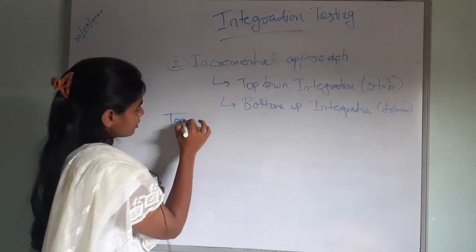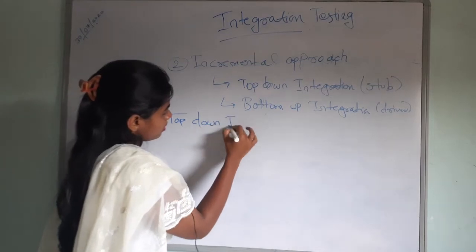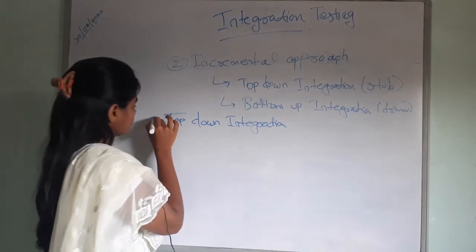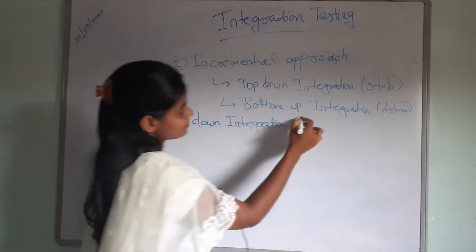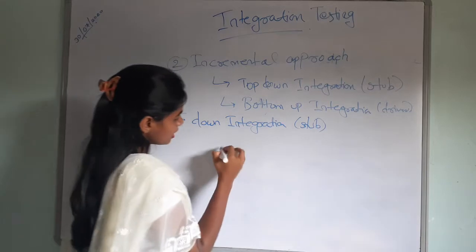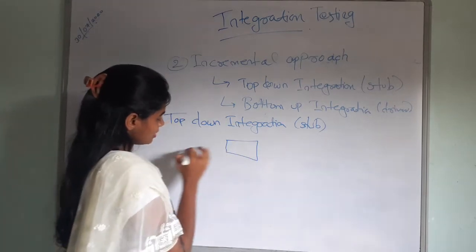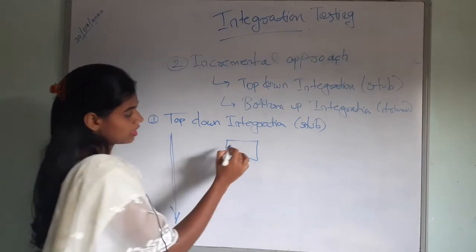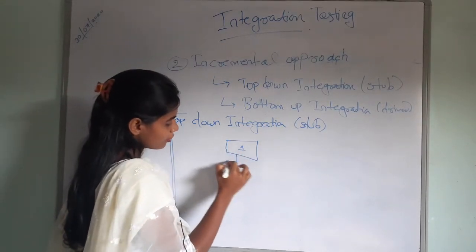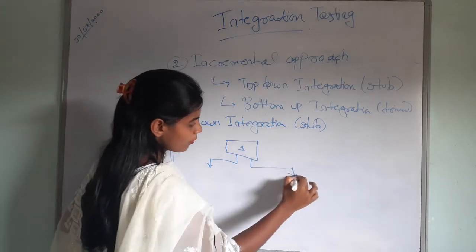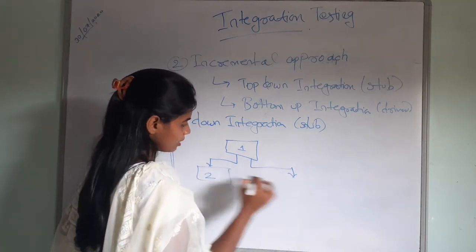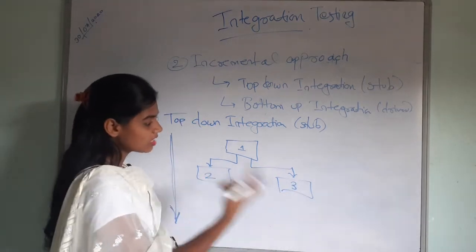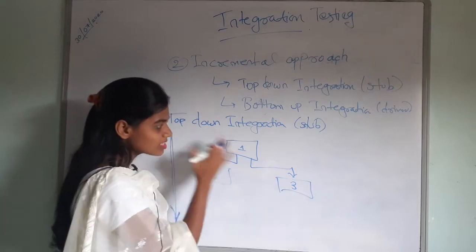Top-down integration means from top to down. Okay, this is module 1, and module 1 is connected to module 2, which is logically related. It is logically connected to 2 and 3. It doesn't directly connect to 4 and 5, because it is connected logically.